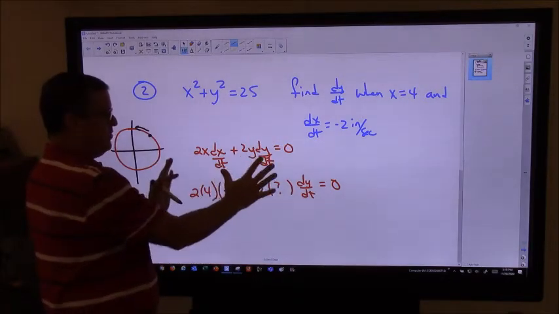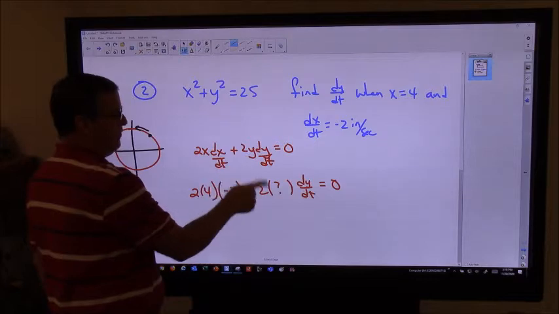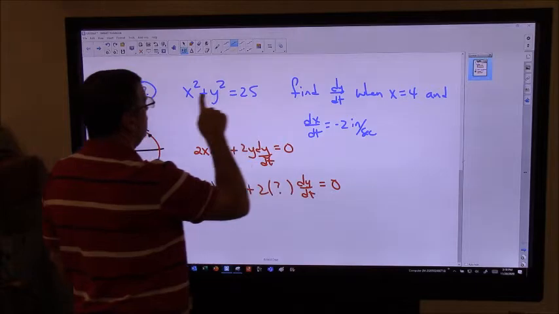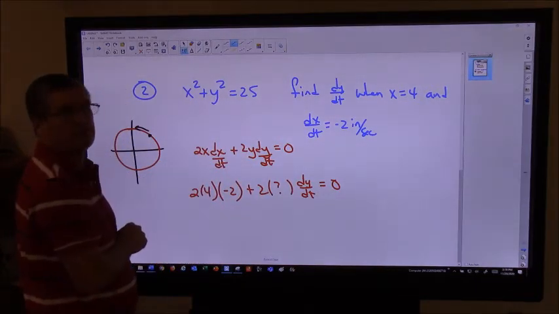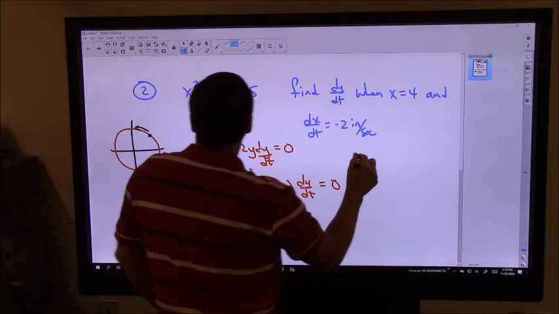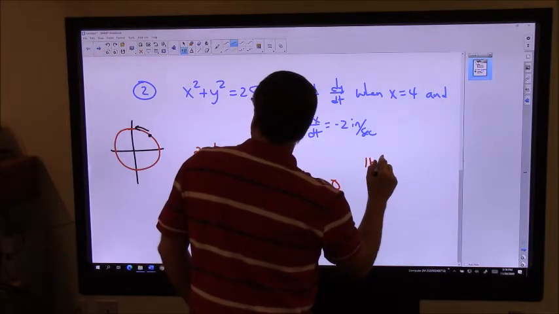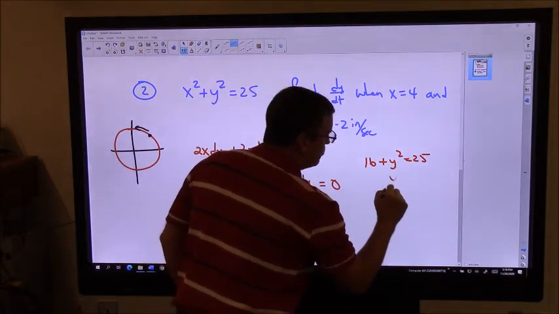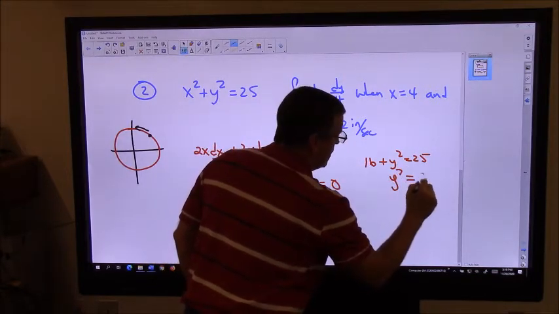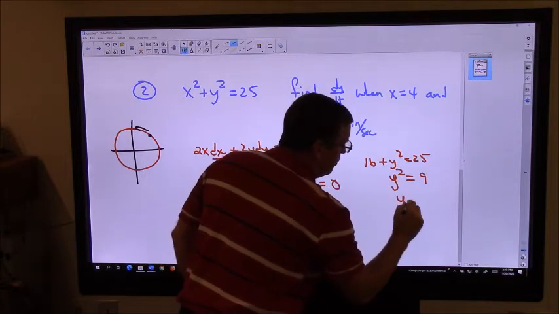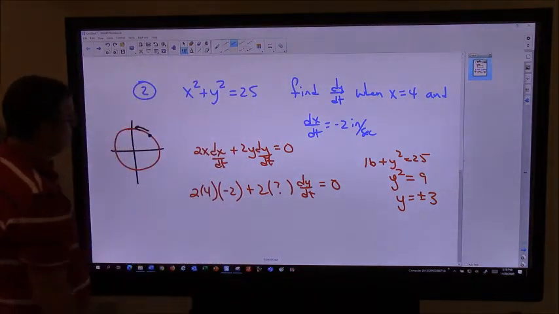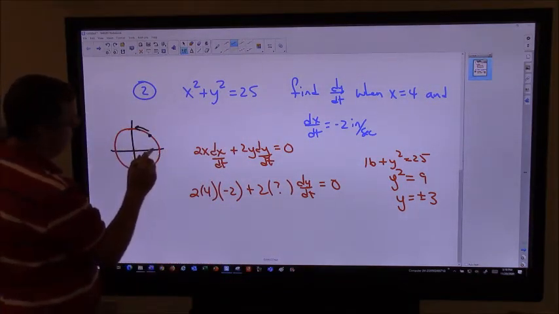Well, the thing about these kinds of problems is there's always going to be a way to figure out what y is. We just got to find that way. And the easiest thing is just to take 4 and plug it back in here and solve. Right? So if I plug a 4 in there, I get 16 plus y squared equals 25. I'll move that 16 over and subtract it. I'm going to get 9. And then if I take the square root, I get y equals plus or minus 3. So when x equals 4, I could have a positive 3 or a negative 3.